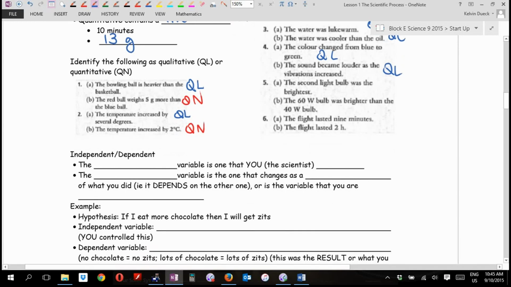5A, 5B, I think we got one of each. Which one of those is a quantitative one? A or B? B. What about number 6? They're both QN.